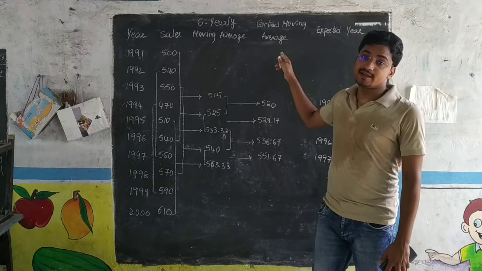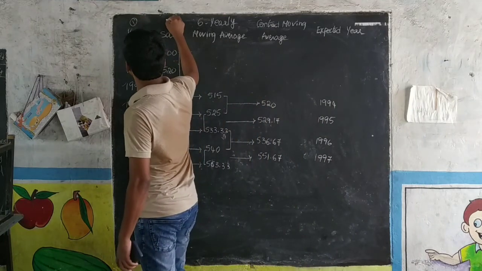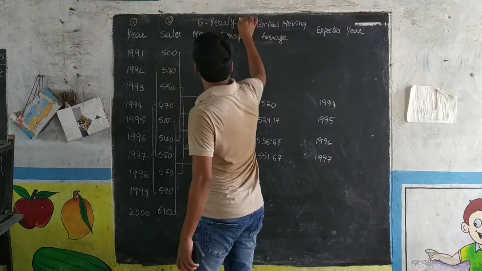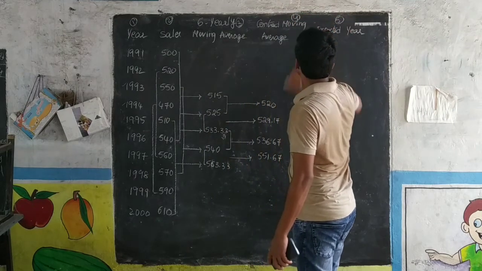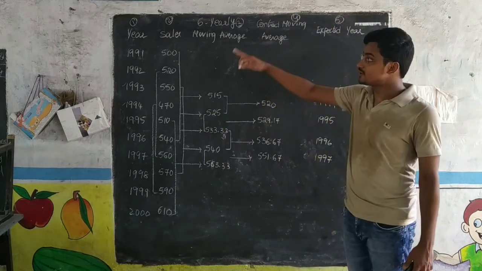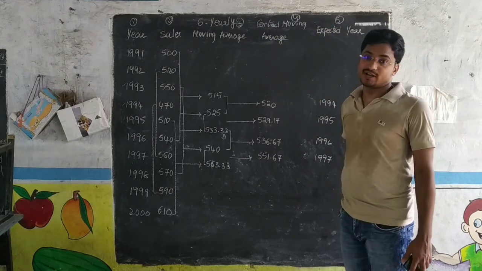Now we have to draw a curve by using the first and second column. This is the first column, second column, third column, fourth and fifth. After that we have to draw a trend line by using the fourth and fifth columns. Note this.